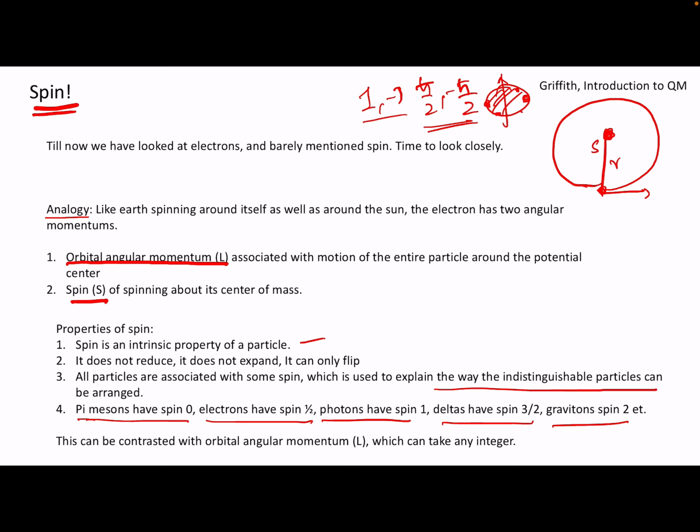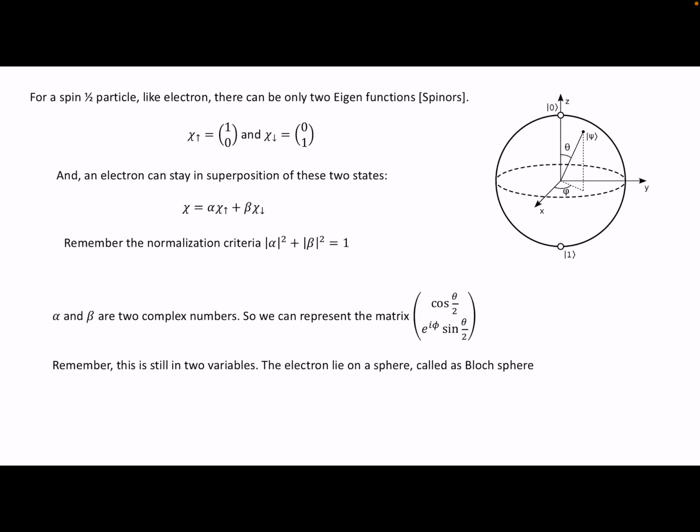One can actually compare this spin quantum number with the orbital angular quantum number L, which can take any integer. For instance, it can have 200, right? Because it's just a much higher excited state of an atom. Whereas spin quantum numbers can take only a few values, it cannot go from -3 to 2 and so on and so forth.